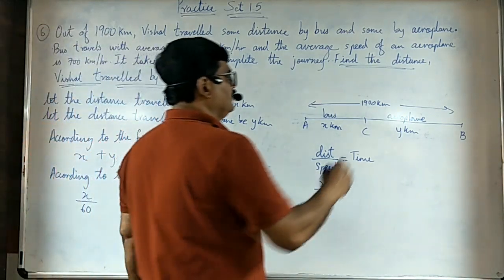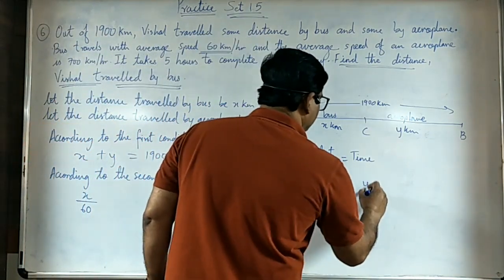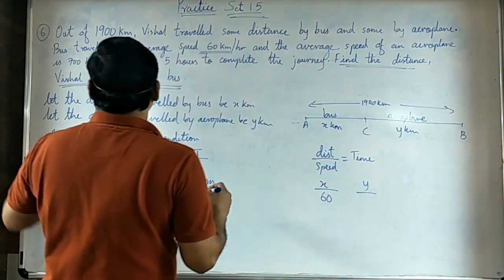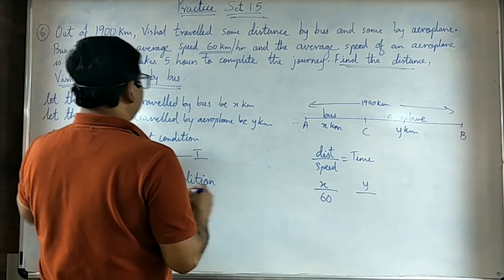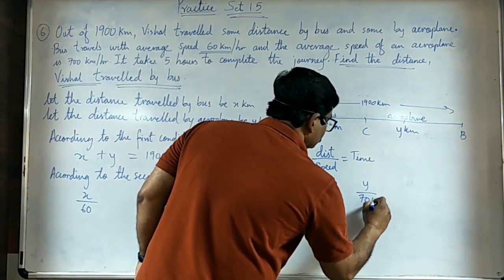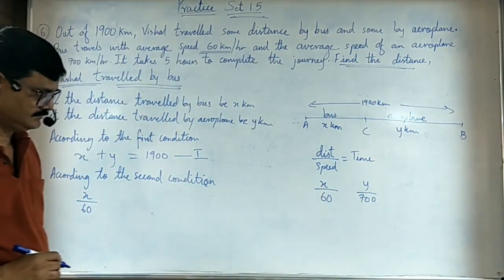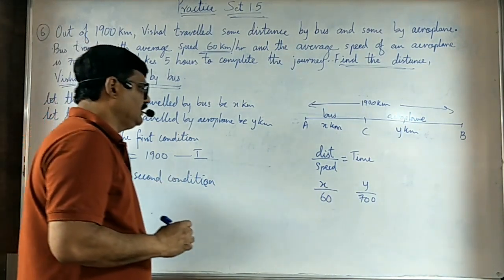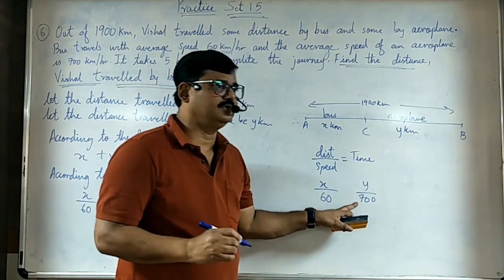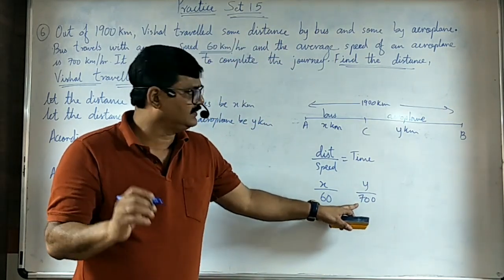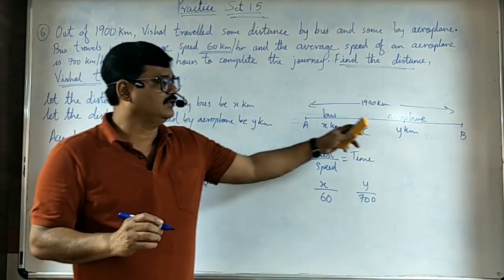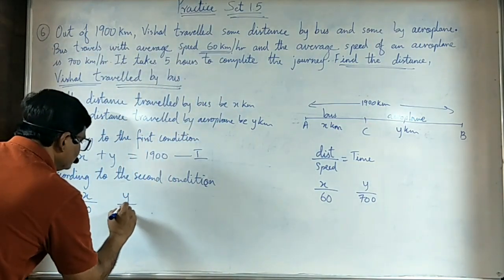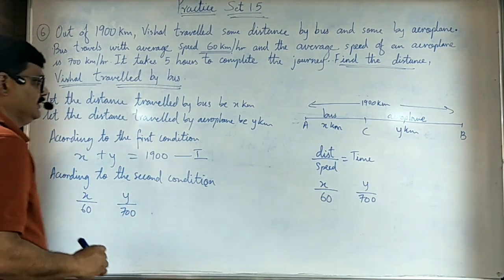Then the same thing if I go for the aeroplane: the distance traveled by the aeroplane is y kilometer, and the average speed of the aeroplane is 700 km per hour. So when you have this 700 km per hour, can you see that y upon 700 is the time taken by Vishal to travel by aeroplane? So can I write it over here? y upon 700.